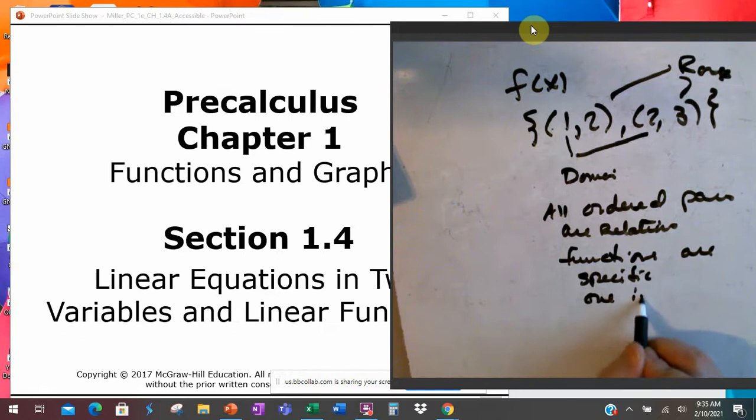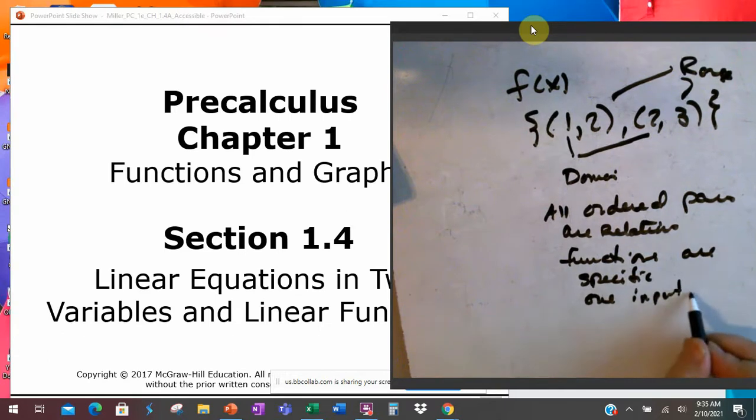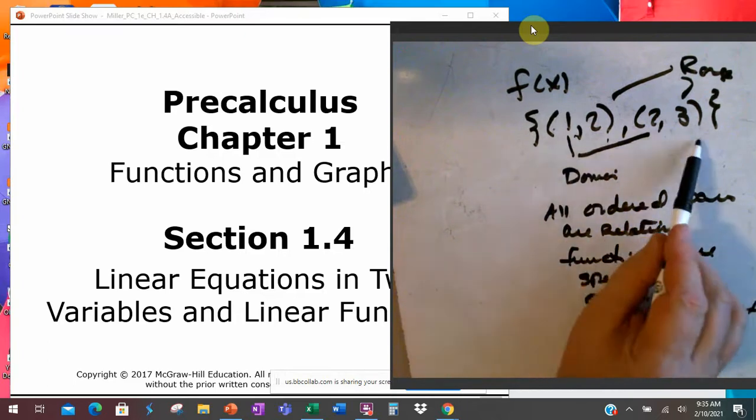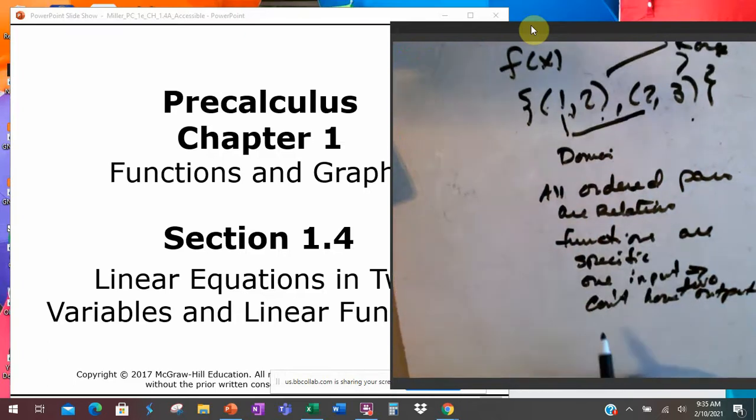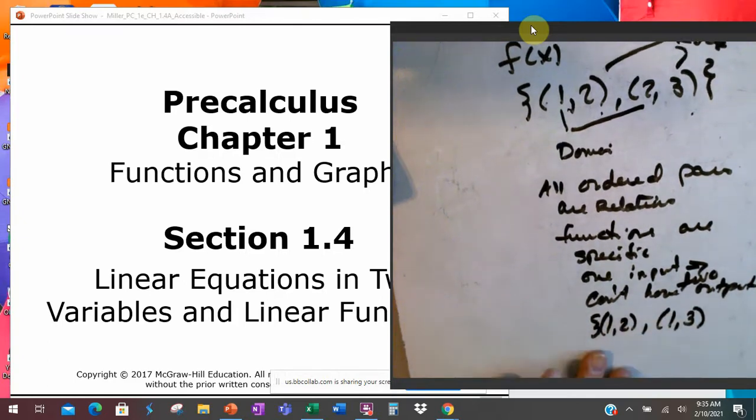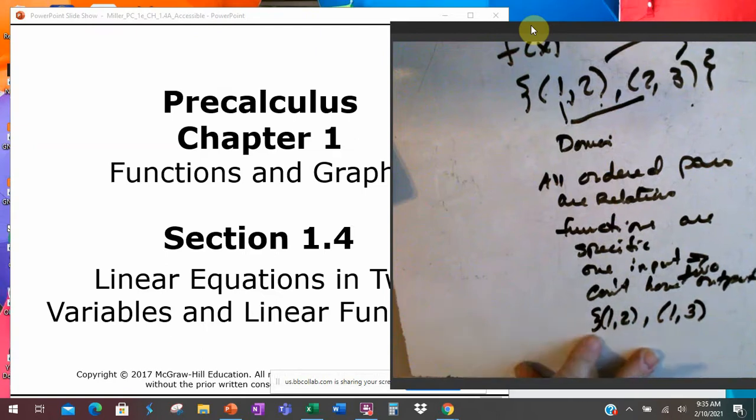One input, and I can't have 2 outputs for that one. So 1 only goes with 2, 2 only goes with 3. If I have 1, 2 and 1, 3, then I don't know which one. Does 1 go to 2 or 1 go to 3? There's no rule, and I can't do the analysis.